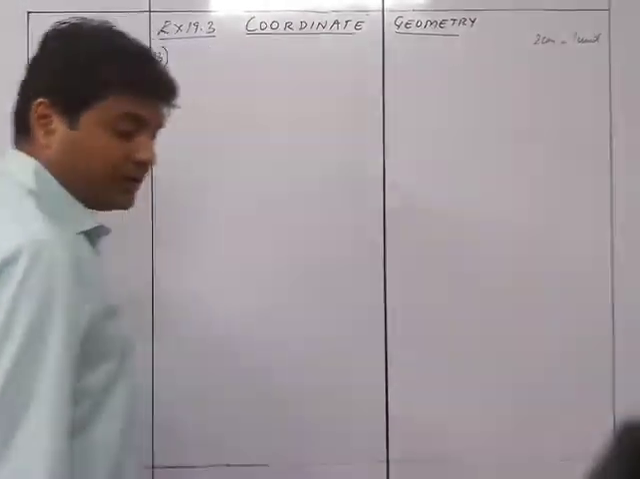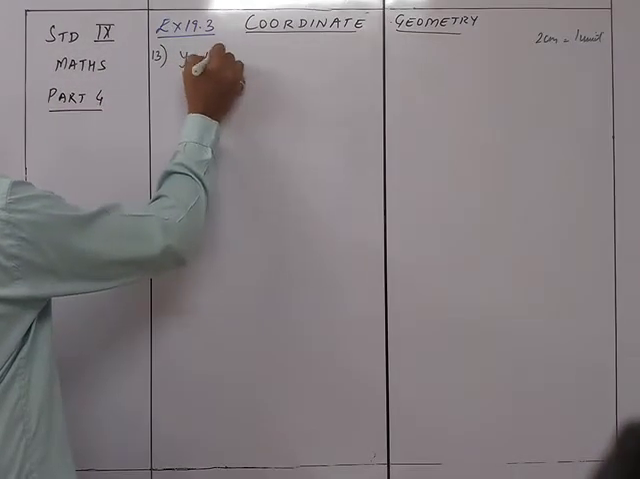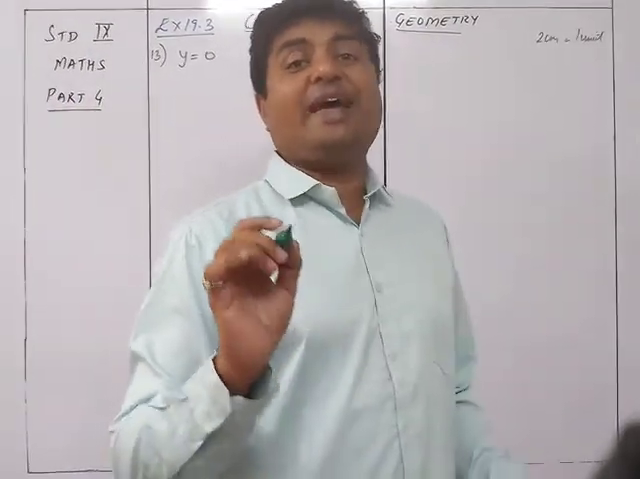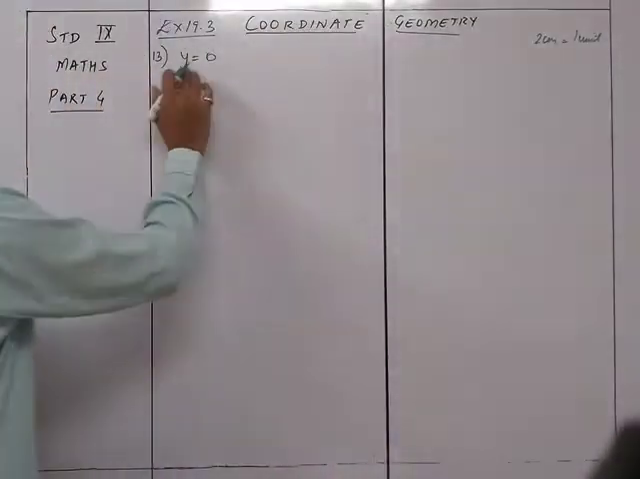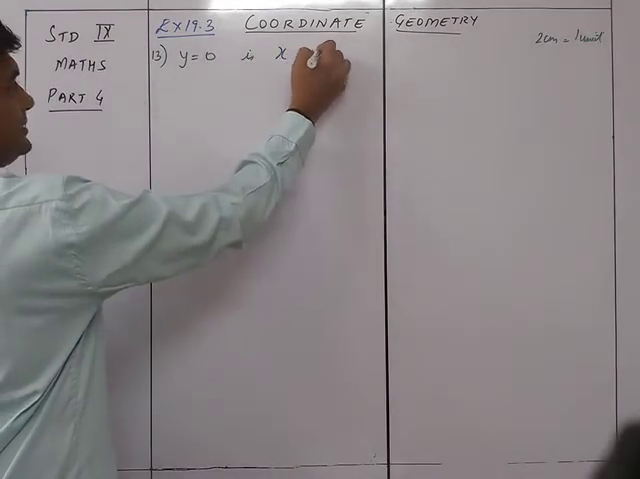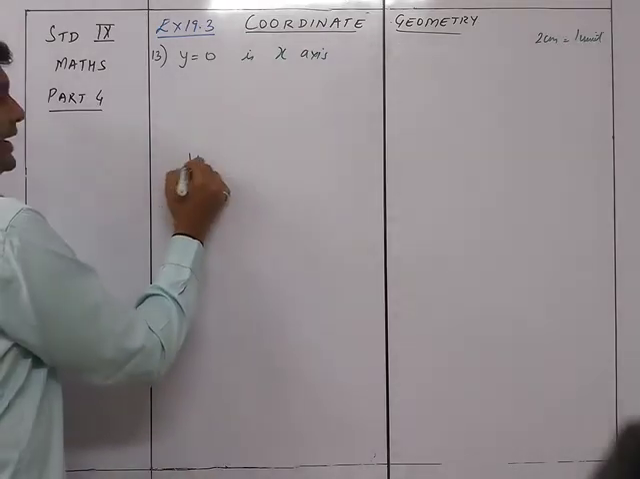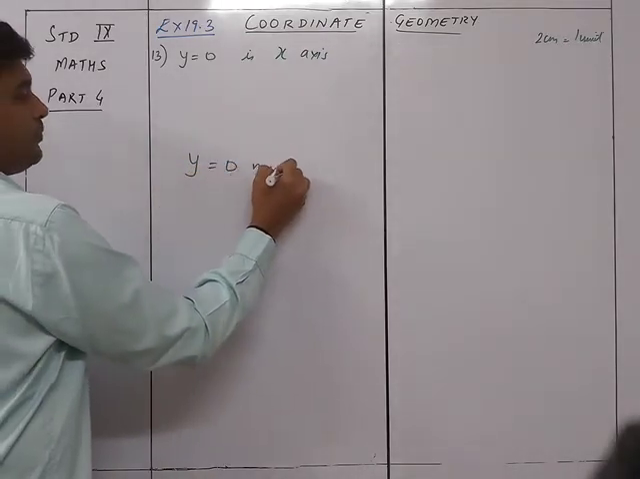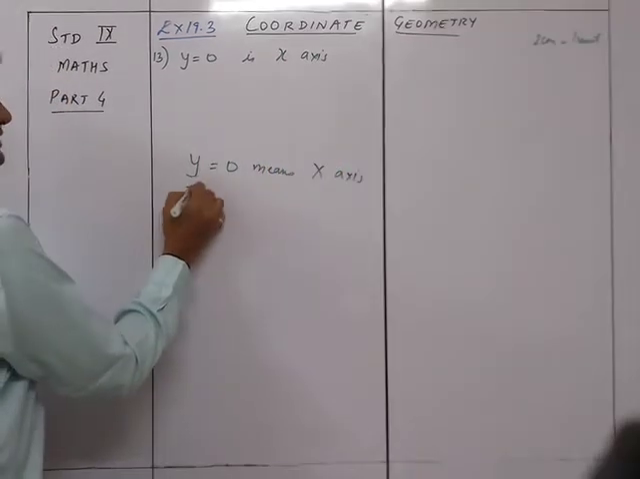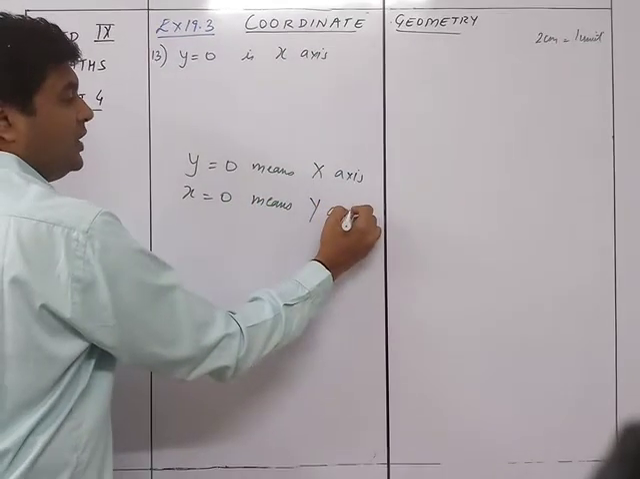So here you have got 3 equations. The first equation is y is equal to 0. Now, when y is equal to 0 is given to you, it means the x-axis. Okay, y is equal to 0 is the x-axis. Similarly, if x is equal to 0, you can note it down. Y is equal to 0 means x-axis, and x is equal to 0 means y-axis. Why is it so?